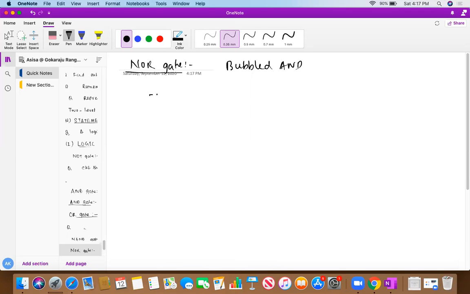How is it? As we know, my NOR gate will be in this way. It's an OR and NOT, A, B, Y is nothing else but (A or B) bar. So I can also express this in this way: break the bar and change the operator. Very simple, break the bar and change the operator. So see over here, what am I doing now? So what is bubbled AND? I'm taking an AND gate here.